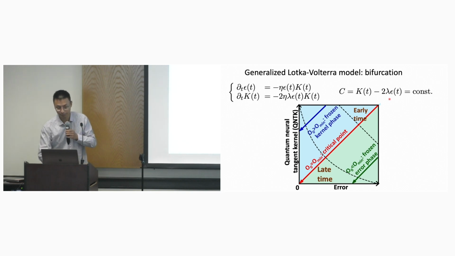This is very simple. If you arrive at the so-called O0 equals O min case, it's the critical point of this dynamics, and this curve just goes to zero for both. If it's O0 greater than O min, then it's a frozen kernel phase. Then this line will converge towards a fixed point where the error is 0 and the kernel is constant. And vice versa, you will go to a non-zero error and zero kernel phase.